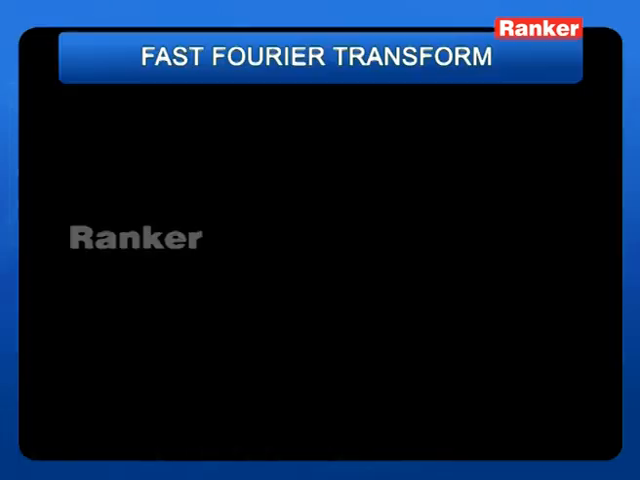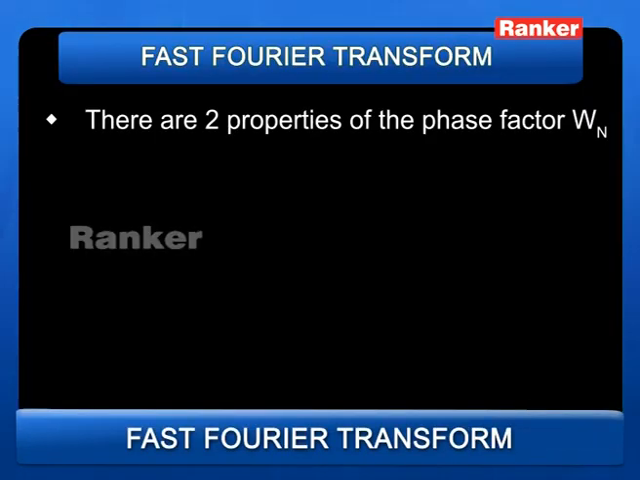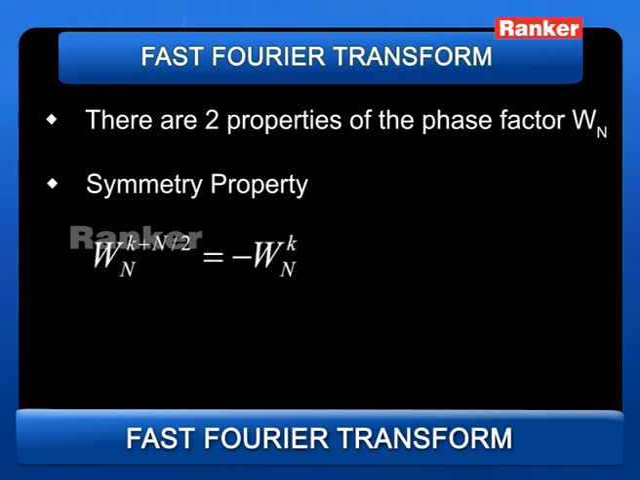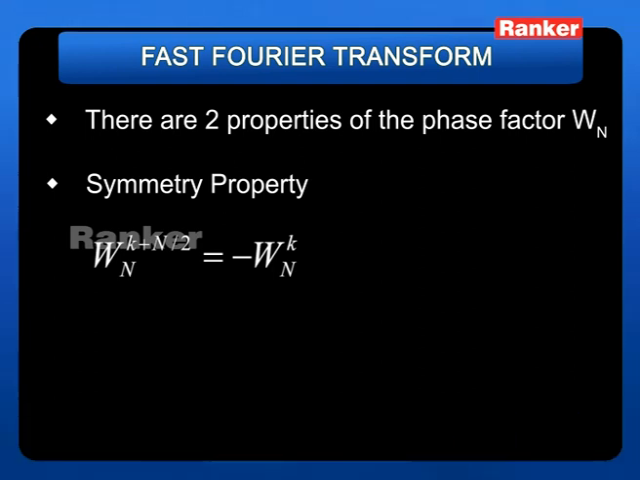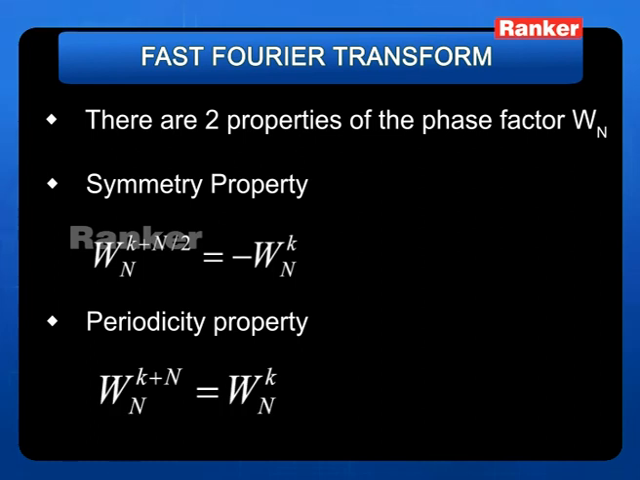Now, let us look at two properties of the phase factor Wn. The first one is called the symmetry property, the other one is called the periodicity property. Let us see first the symmetry property. The symmetry property says Wn to the power of k plus N by 2 is equal to minus Wn to the power of k. Then the periodicity property: Wn to the power of k plus N is equal to Wn to the power of k. So these two are the properties of the phase factor Wn.